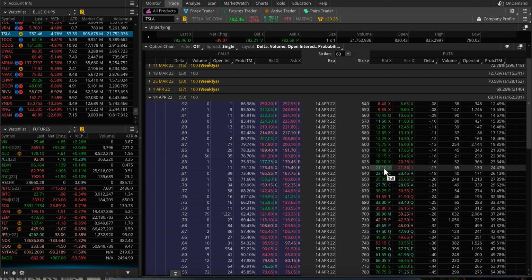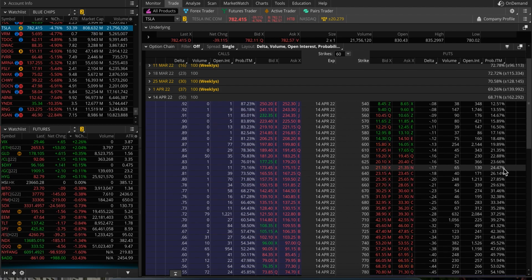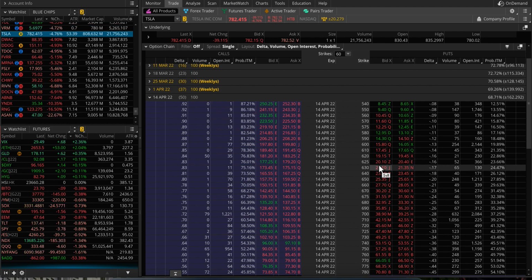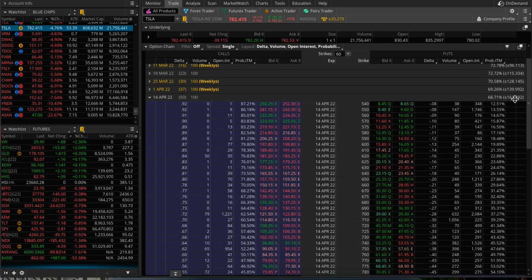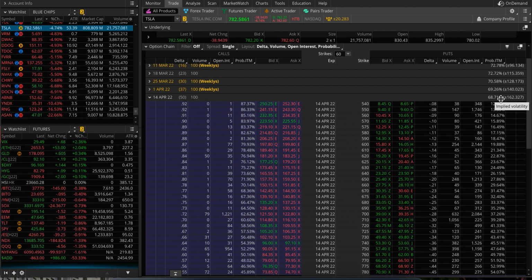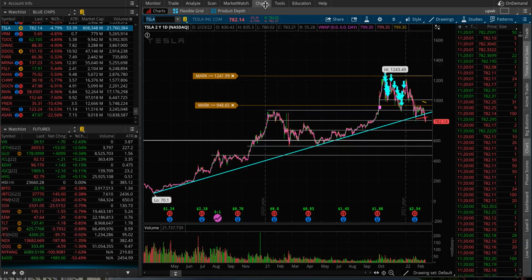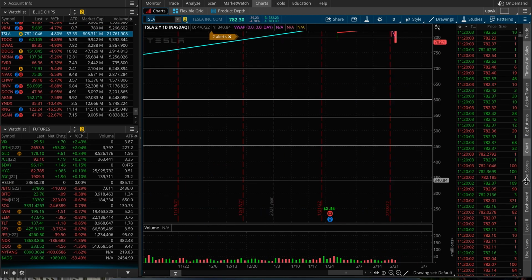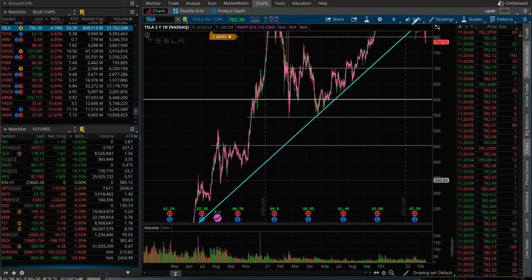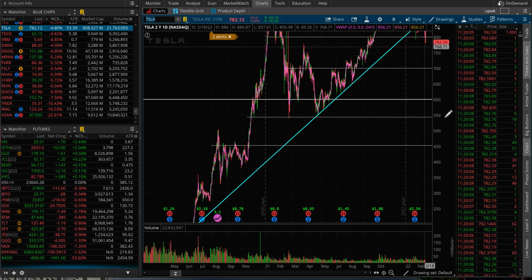At the $630 put strike, what is the option market pricing in? The option market is saying that there is a 25% probability that the $630 put will go in the money. And the option market is implying 68% IV, implied volatility, a $162 move up or down. So definitely it can bounce from here, wherever it's trading, 782.